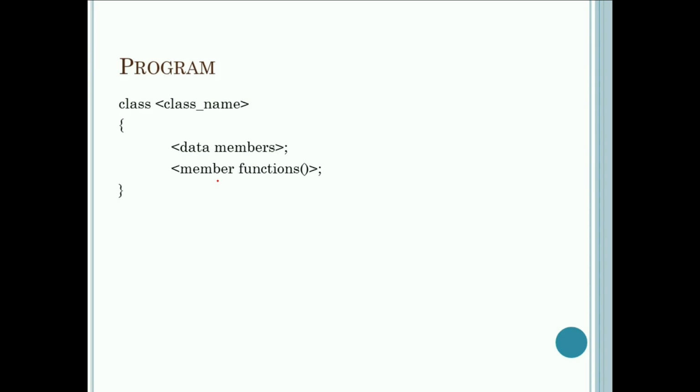Now I explain through a program what we have in the classes. The class is a keyword followed by the class name, and it has data members and member functions. By default it has a private access specifier. I will explain what access specifiers are in this video.